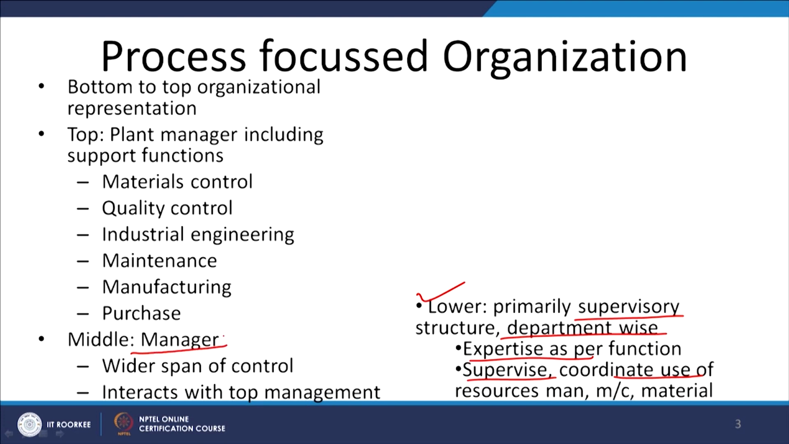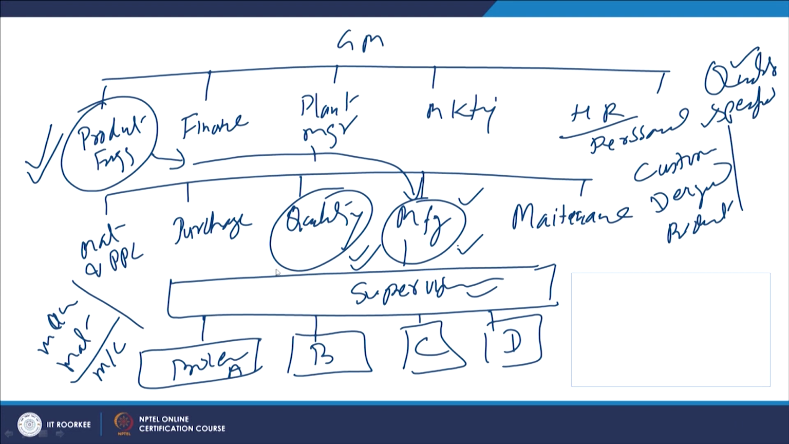Then there is a middle level structure where we have managers. They have a wider span of control and they act as a link between the supervisory level and the top management. At the top management there is a plant manager and other managers involving the support functions like the material control, quality control, industrial engineering, product engineering, maintenance, manufacturing, purchase, etc. About these I have already talked in detail.